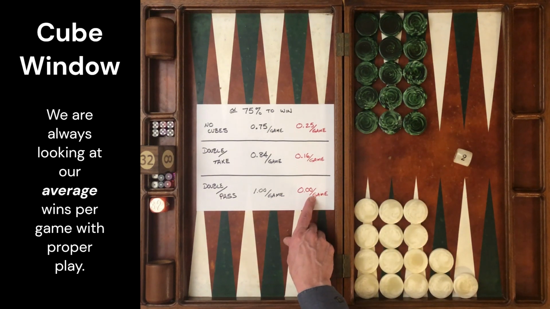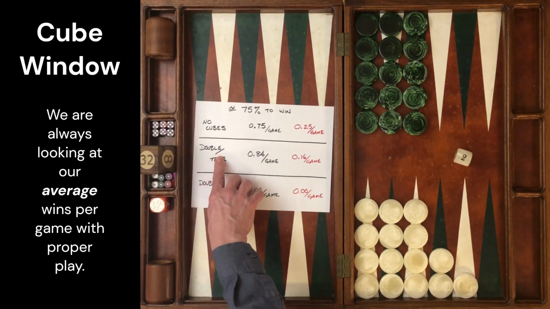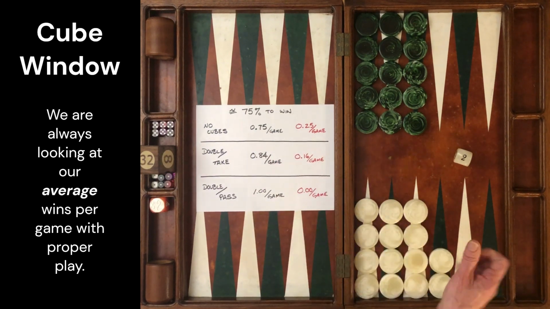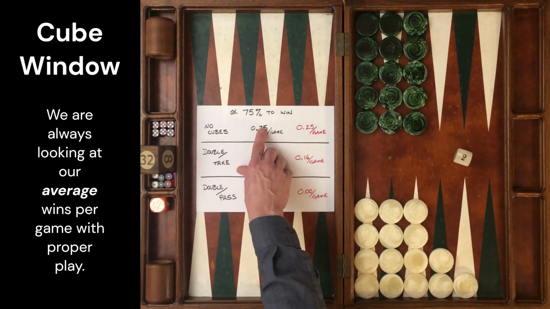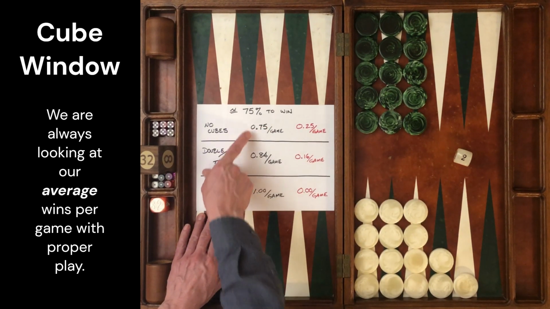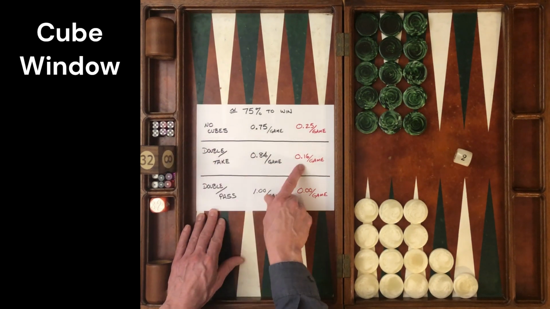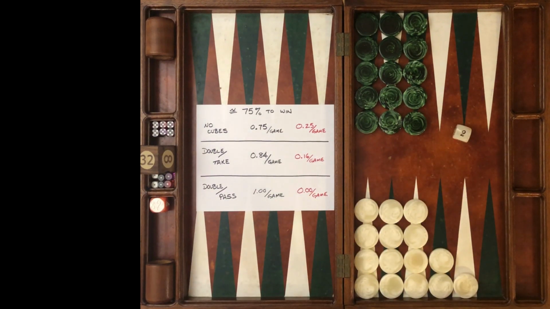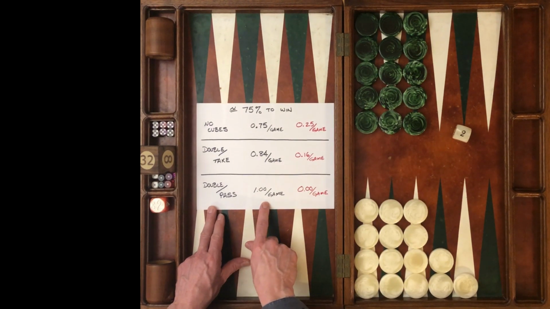So what we can learn from this is that when we use correct cube action, when we don't make a mistake, our wins go up, our opponent's wins go down. When we make a mistake and we don't cube, our wins go down from 84 to 75. And when we don't cube, our opponent's wins go from 16 to 25. Our opponent's wins go up. When we cube and our opponent makes a mistake, their wins go down, our wins go up.